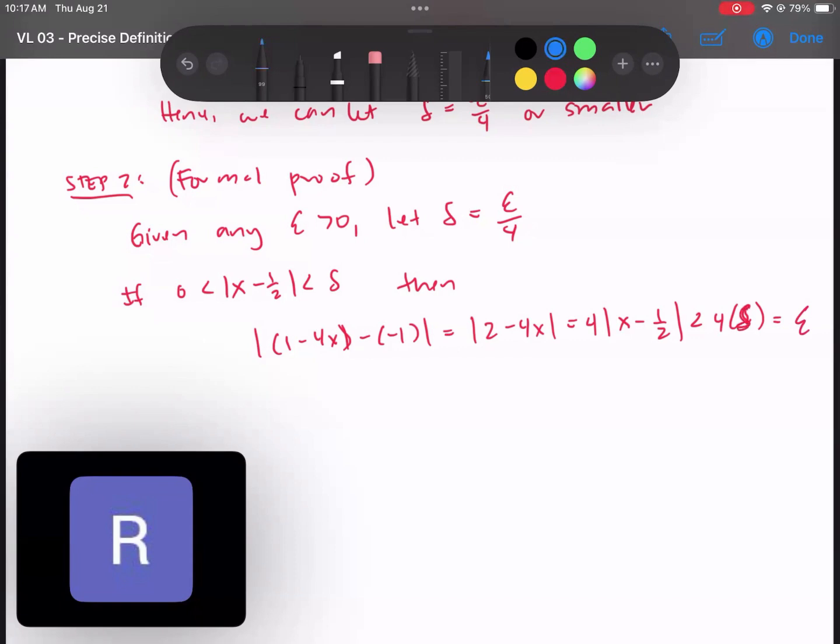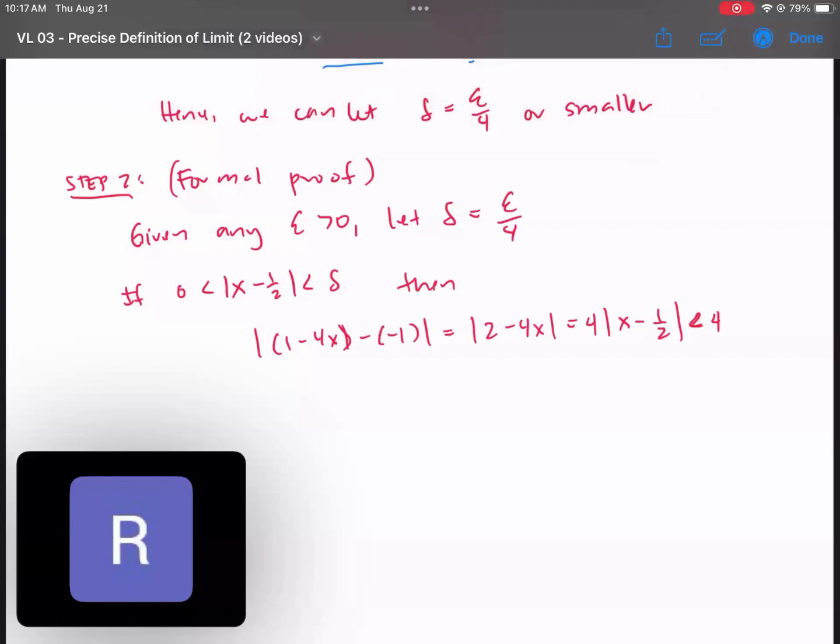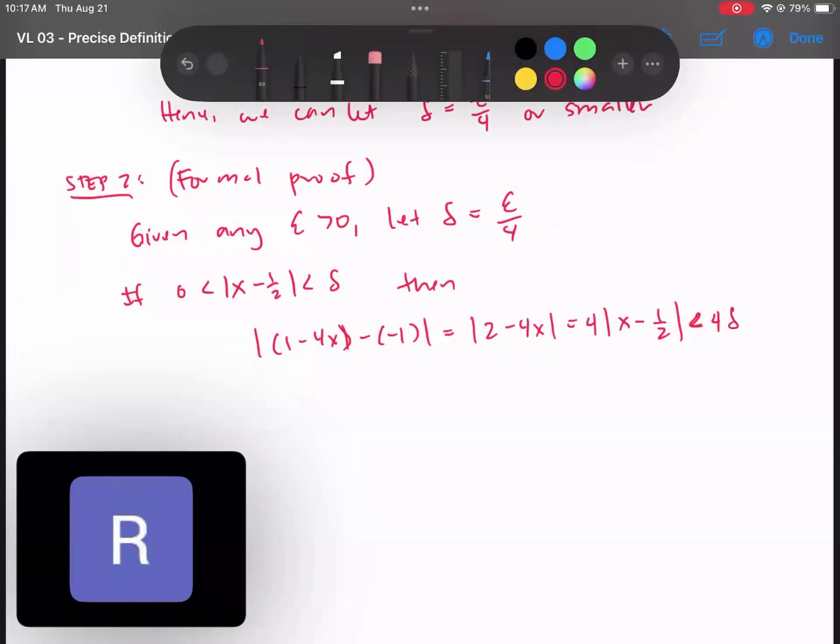Just to make sure, because I have no space. Okay, you just make sure you understood where it came from. You can also just erase this to make it clearer. So that's less than, again, that's actually less than 4 times delta. But that's equal to 4 times epsilon over 4. So that's just equal to epsilon.